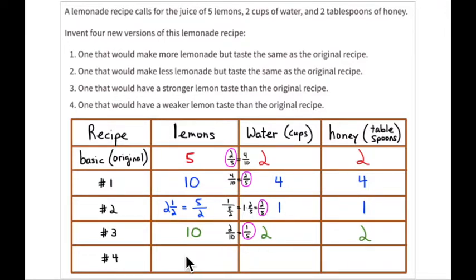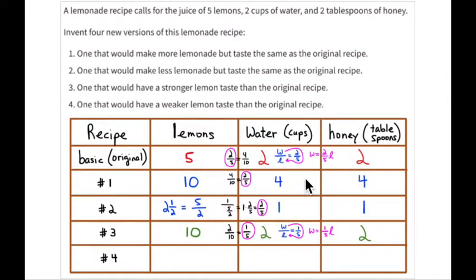And finally, number 4 says, how do you make this recipe have a weaker lemon taste? Well, you're going to have to increase the amount of water that you use compared to the number of lemons. And for this one, this is going back to the equation. So remember that this tells you that the amount of water is 2/5 the number of lemons. Use 5 lemons, you're going to use 2 cups of water. This one tells you that the amount of water is 1/5 the number of lemons. So you use 10 lemons, you're going to use 2 cups of water.